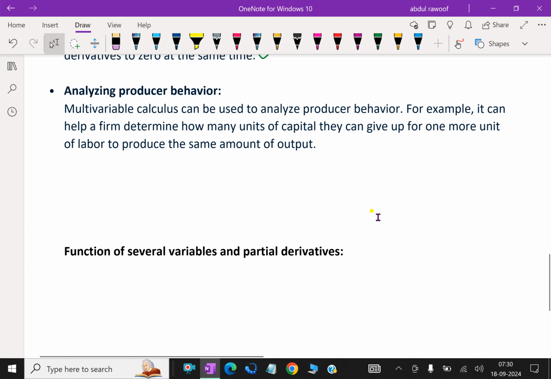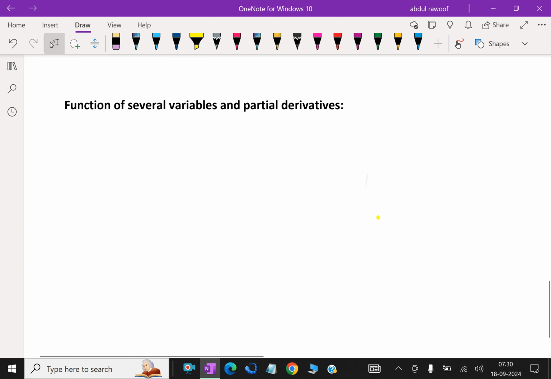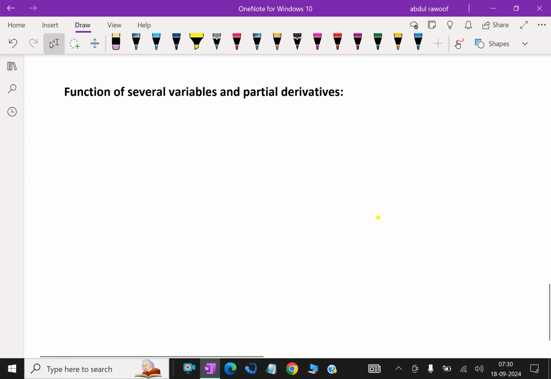Now, let us discuss further about functions of several variables and partial derivatives. Now, consider the function z equal f of x comma y. It means z is a function of two variables x and y. Now we have to find partial derivatives.